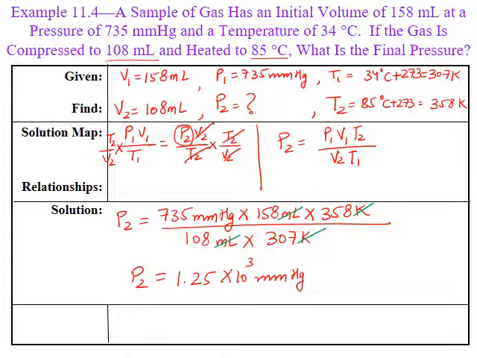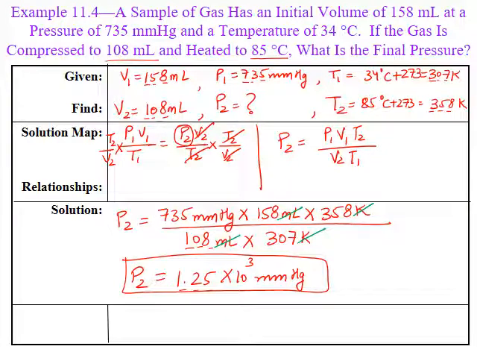So I'm looking for 3 sig figs. 3 right here. You can see 3, 3, 3. All of these are 3 sig figs. So my final, these are also 3 sig figs. My final answer is 3 sig figs.